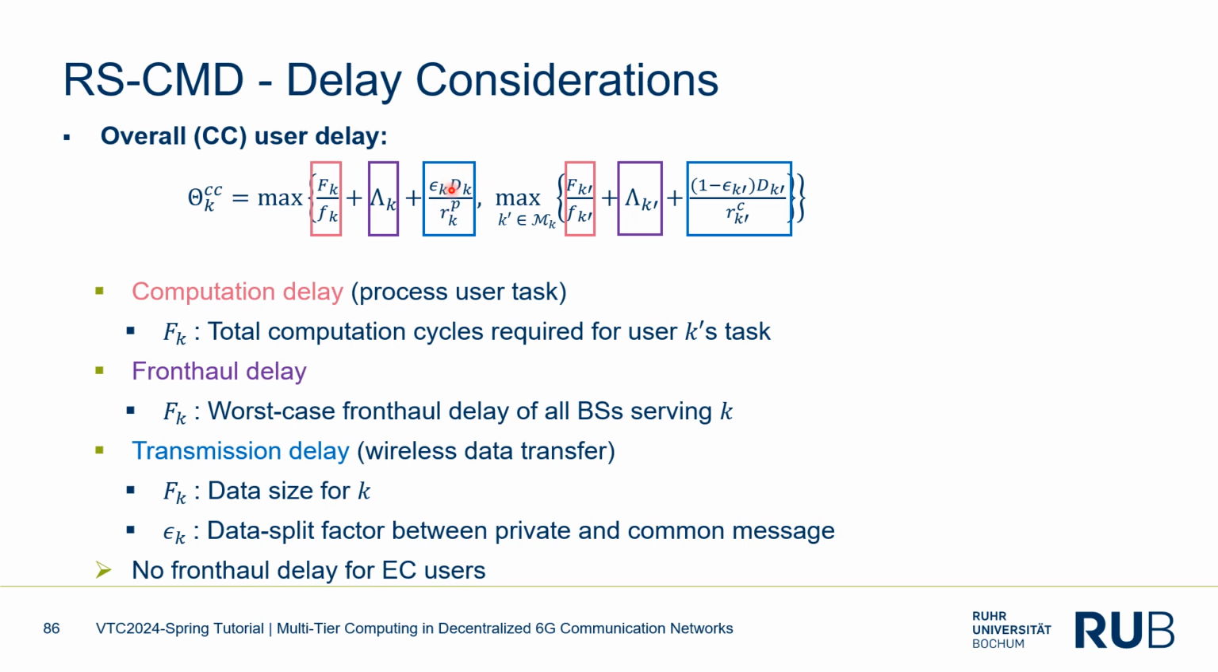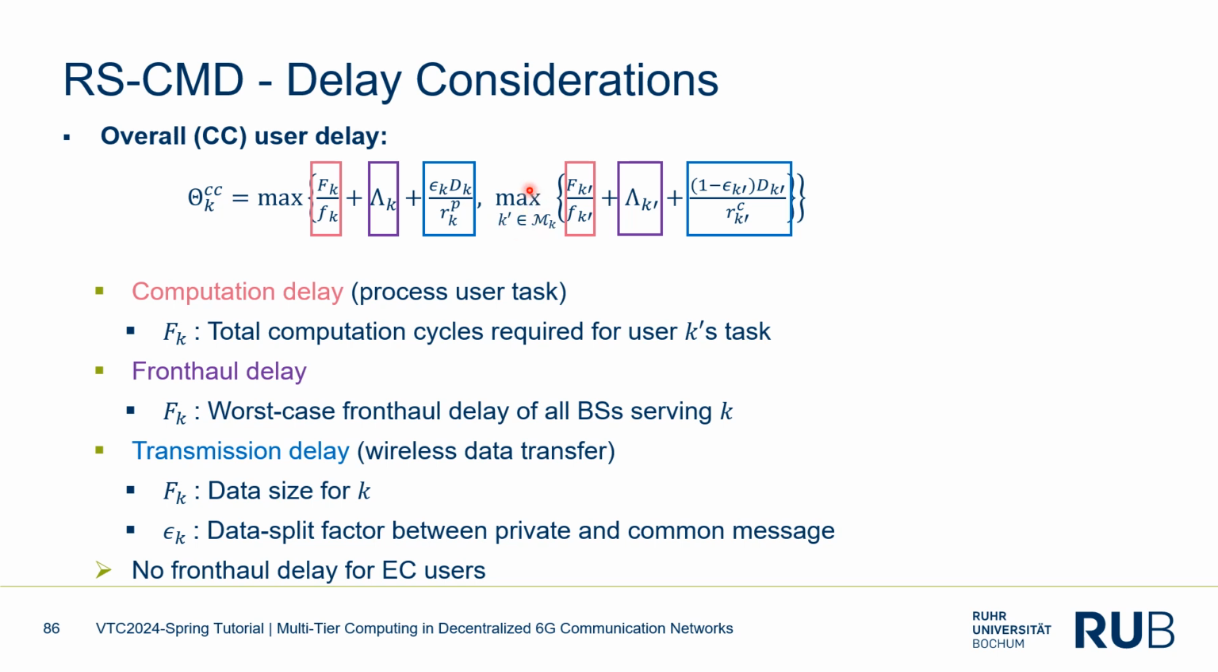So the overall data size of the user dk is further split by this factor epsilon into the private and the common message. Now, this user k is not only decoding its own private message, but also a number of common messages, including its own. And this is reflected in the variable mk.